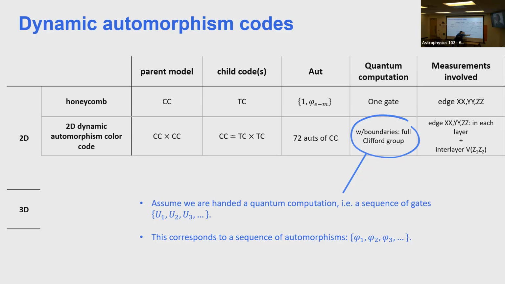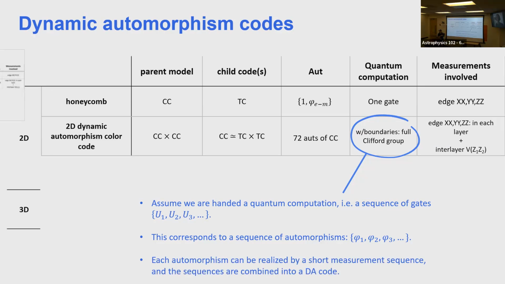That will be a sequence of automorphisms. Each automorphism is a measurement sequence, so it's just a small cycle. Now I combine them together into one really long cycle that gives that sequence of automorphisms. As a result, between the starting point and the final point, it will implement the desired quantum computation. If it happens to also be a quantum error correction code at the same time, that's a quantum error correction code that just evolves in time by itself and does the desired quantum computation.